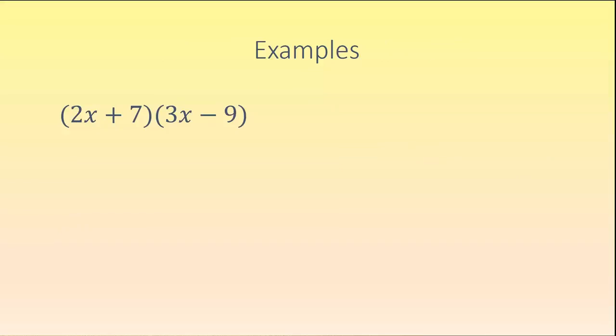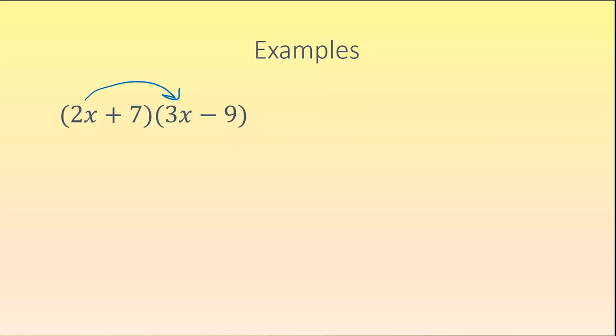Let's try another example. This one has a little bit more going on. We've got a negative, we've got coefficients in front of our x terms, but that's okay. It's still going to work out fine. Let's do it using FOIL, since that's what this lesson is. So I'm going to use my arrows.